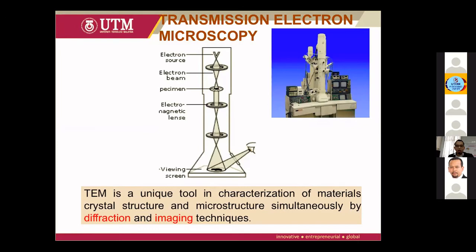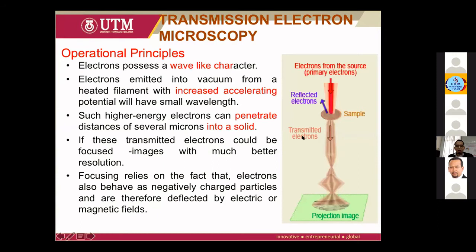This is actually a TEM, okay? It's a unique tool, and you can get the information of the crystal structures and the microstructures simultaneously. So this is the only instrument that gives you the crystal structures and the microstructures simultaneously, based on the diffraction and the imaging technique. So this is how the operational principle looks, because the primary electron here acts with wavelike characteristics, and the electron is going to be accelerated in the vacuum chamber, and then penetrate into the solids, right? And based on that, you are going to have a different resolution of image based on the angle from which you look at the sample.